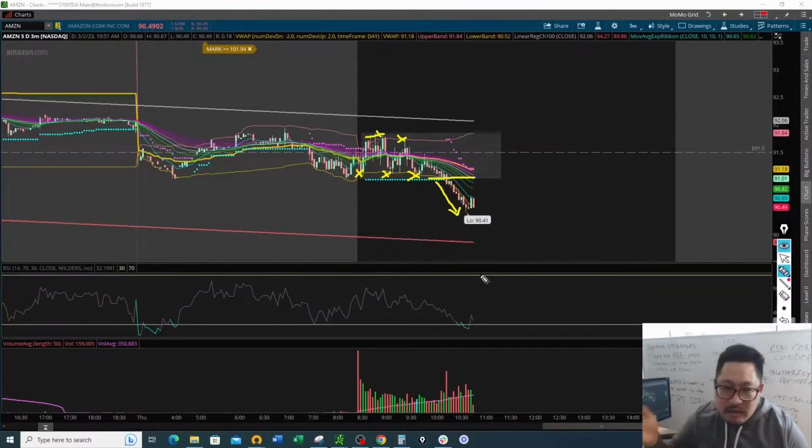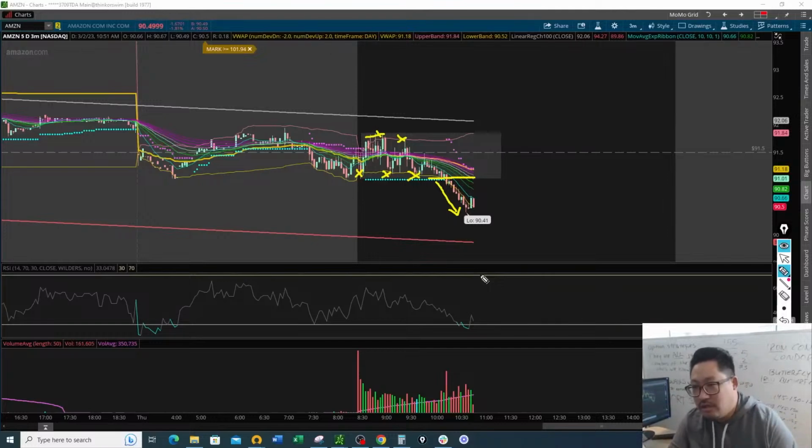Now, it's going to be a little more difficult to try and hunt these all day long. But this is something to keep in mind if you are watching a specific stock and it starts setting up like this, and then all of a sudden it starts breaking either north or south.